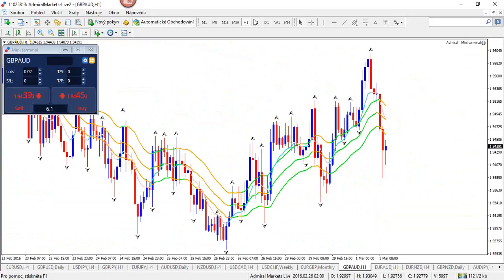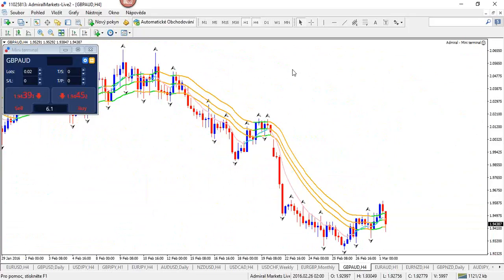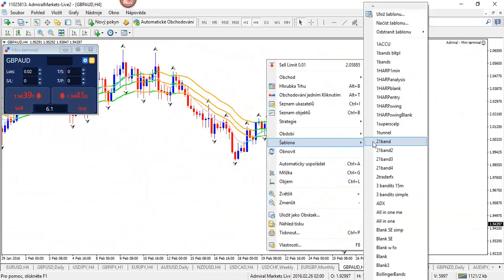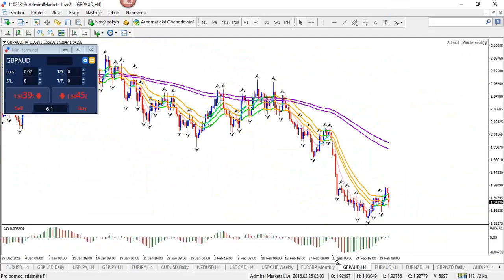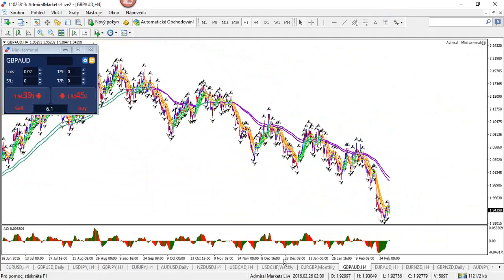All right, pound Aussie. No divergence at all. So it looks good for downside, to be honest.